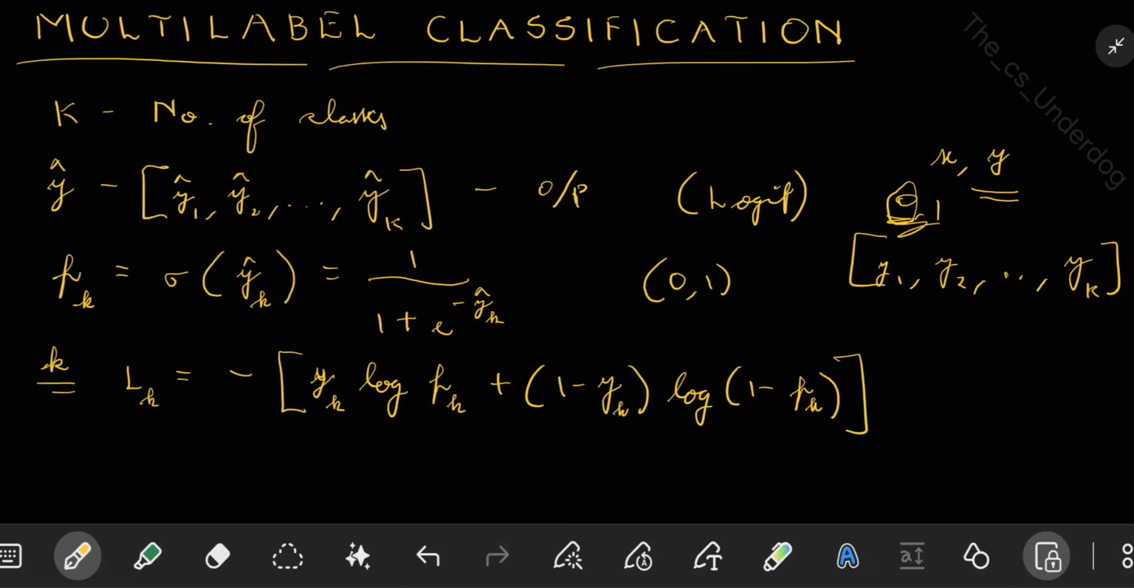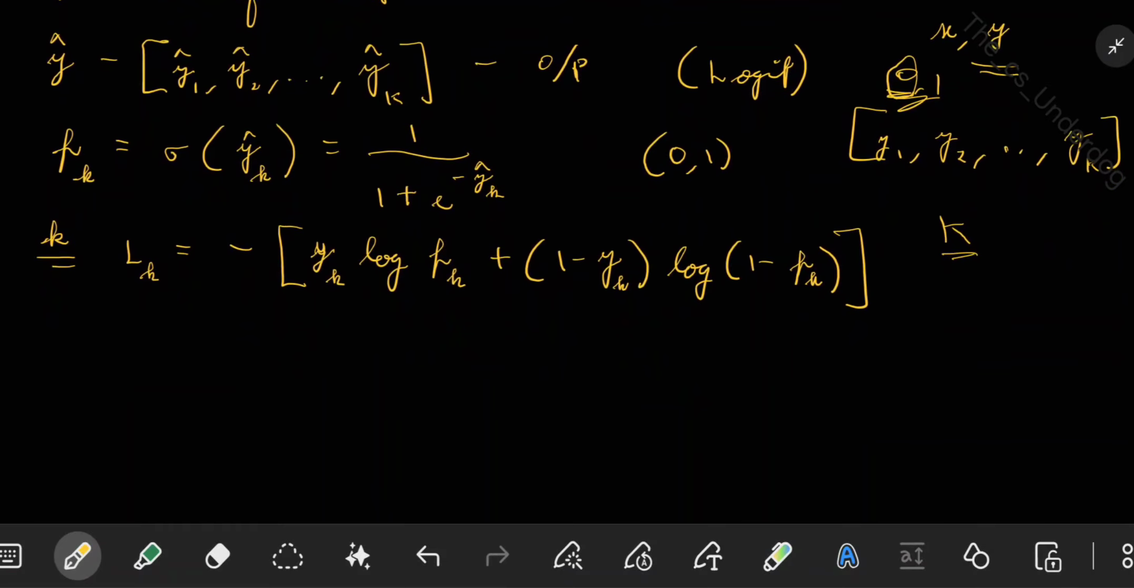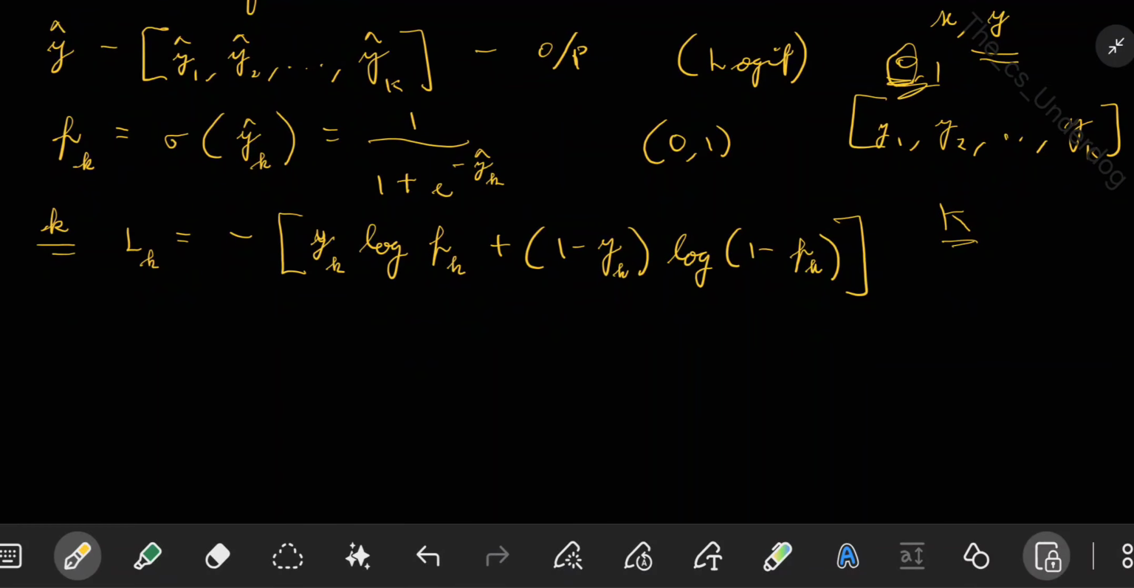This is the loss function for one particular label. But we know that there are k different labels. For each of the labels, you want to calculate this loss, and then you want to average it. How can you do that? Let us say you're considering all the k labels, then how will your loss function look like? Your loss function for one particular sample will be 1 by k sigma k is equal to 1 to k loss function for that particular sample. That is the LK we have here.